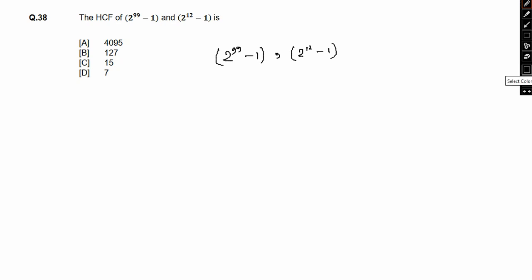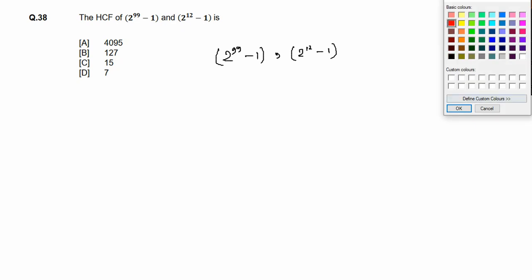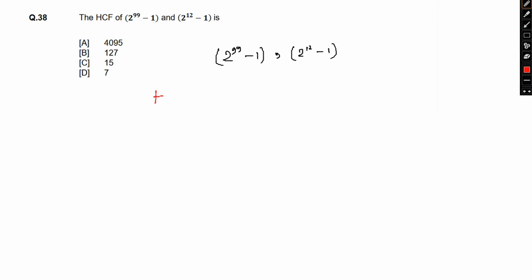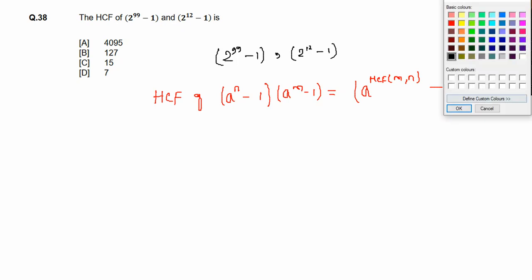So let me just give you a formula. Whenever we have a number, the HCF of a to the power n minus 1 and a to the power m minus 1, whenever we have something in this form, the HCF of the same is always given as a to the power HCF of m comma n, minus 1. Okay, so this is what we have. So we'll use this particular formula in this question as well.